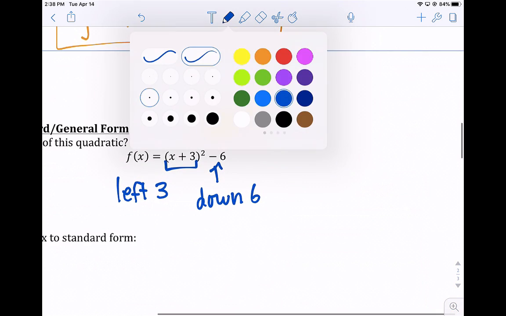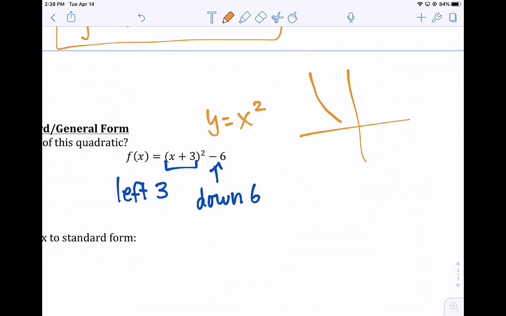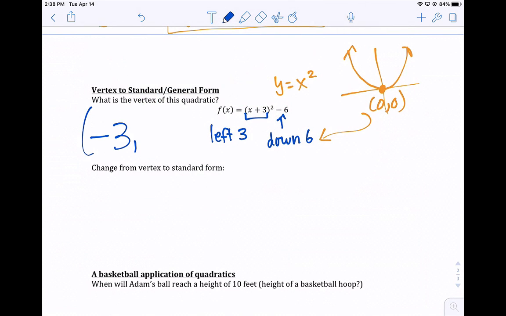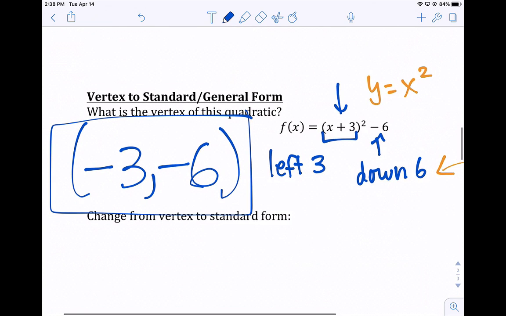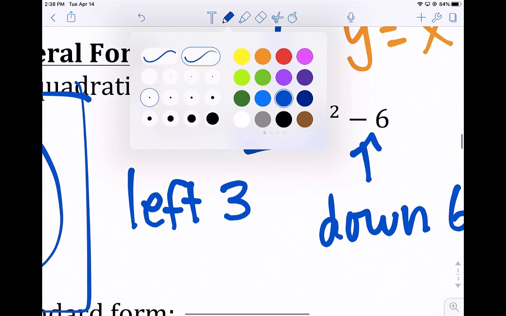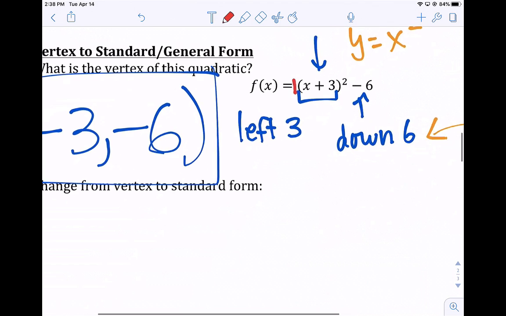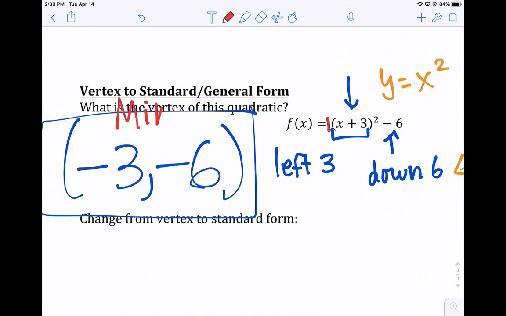So the vertex of our first parent function, y equals x squared, the vertex is where it changes direction, and here it's 0, 0. But if it shifts left 3 and down 6, the new vertex will be -3, -6. So it's always the opposite of the number inside the parentheses if it's squared, and then it's the same as the number on the outside. So there's the vertex of the quadratic. I'm going to ask you, is this a minimum or a maximum? And here the a value, the number right in front of the x squared parentheses, is a +1. So that vertex would be a minimum, or the smallest value.